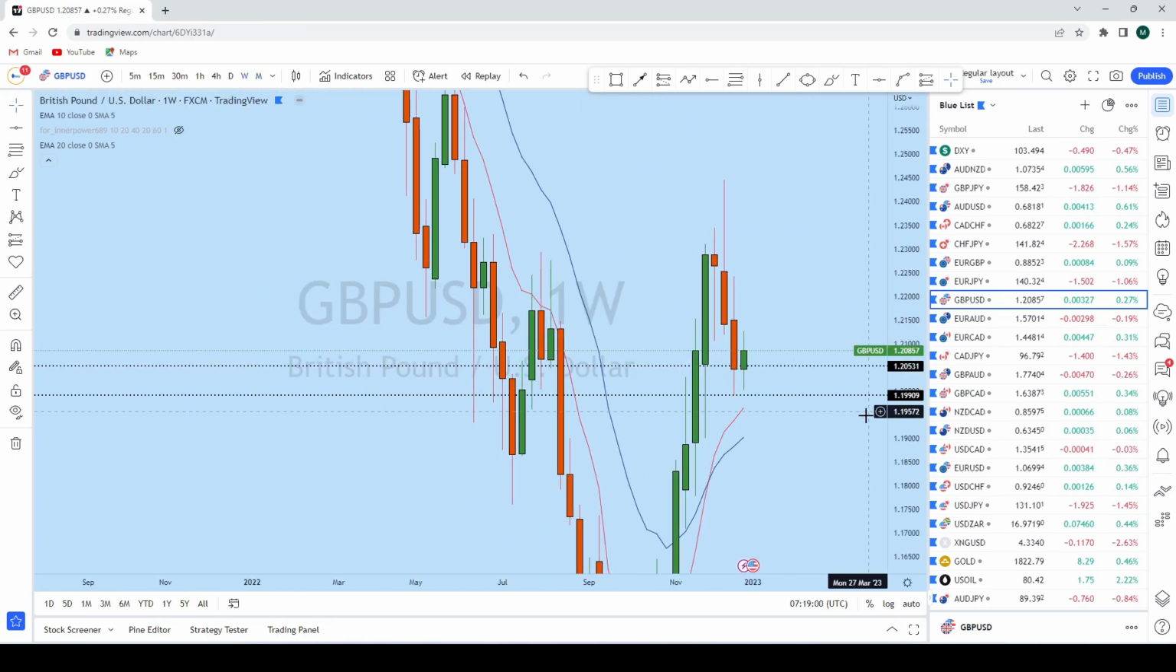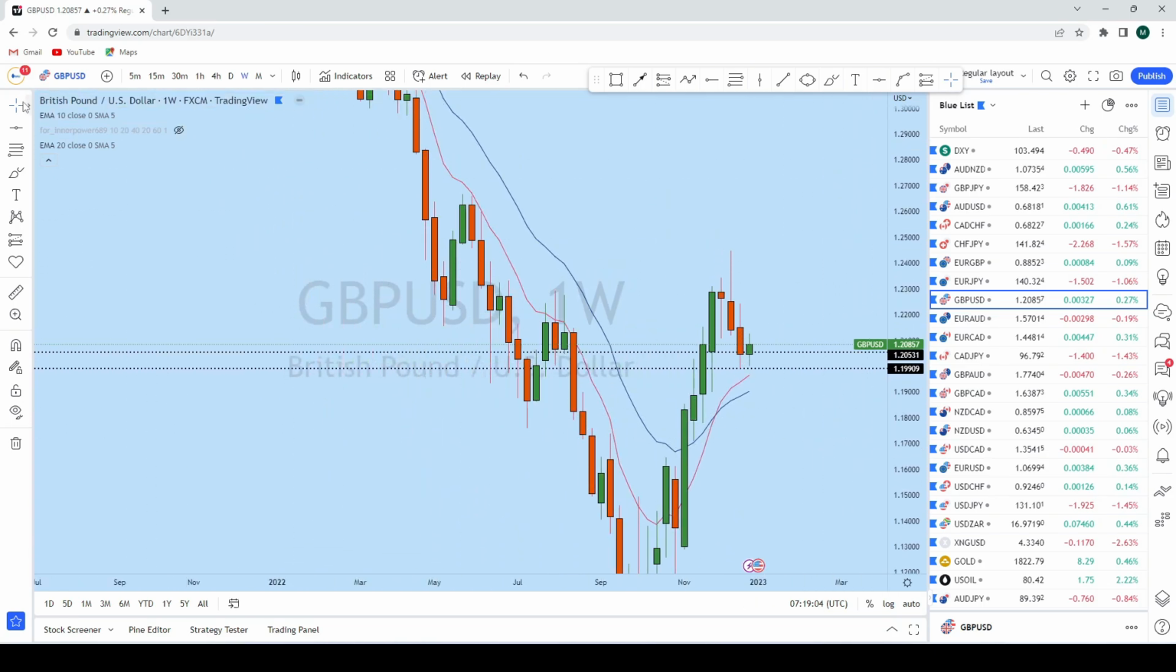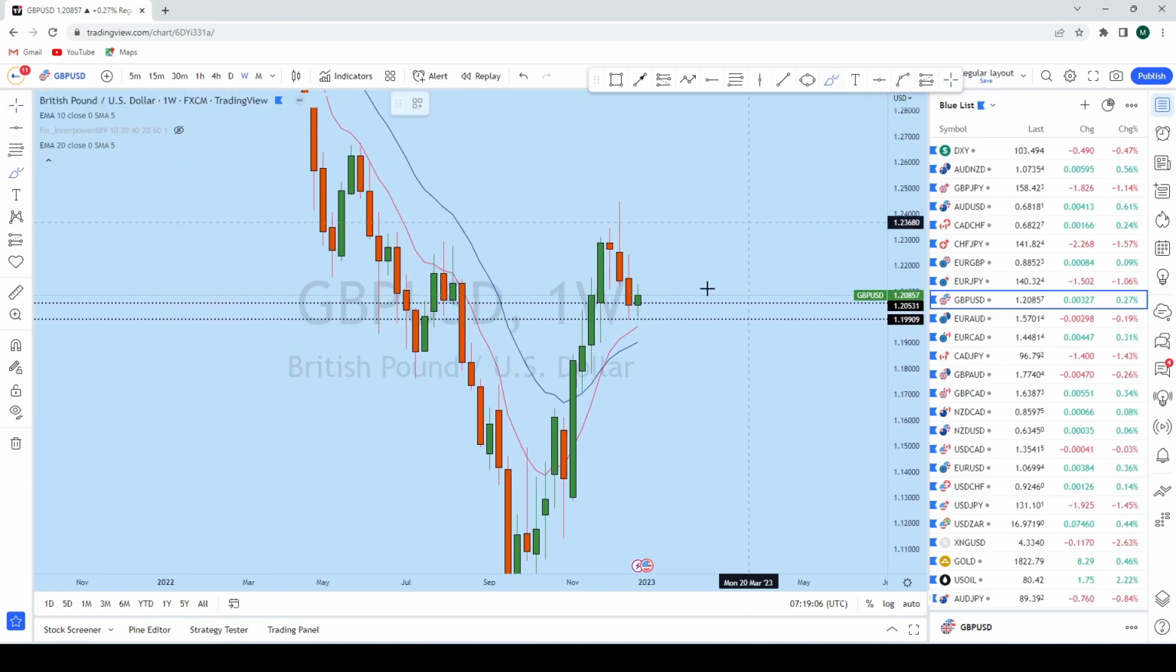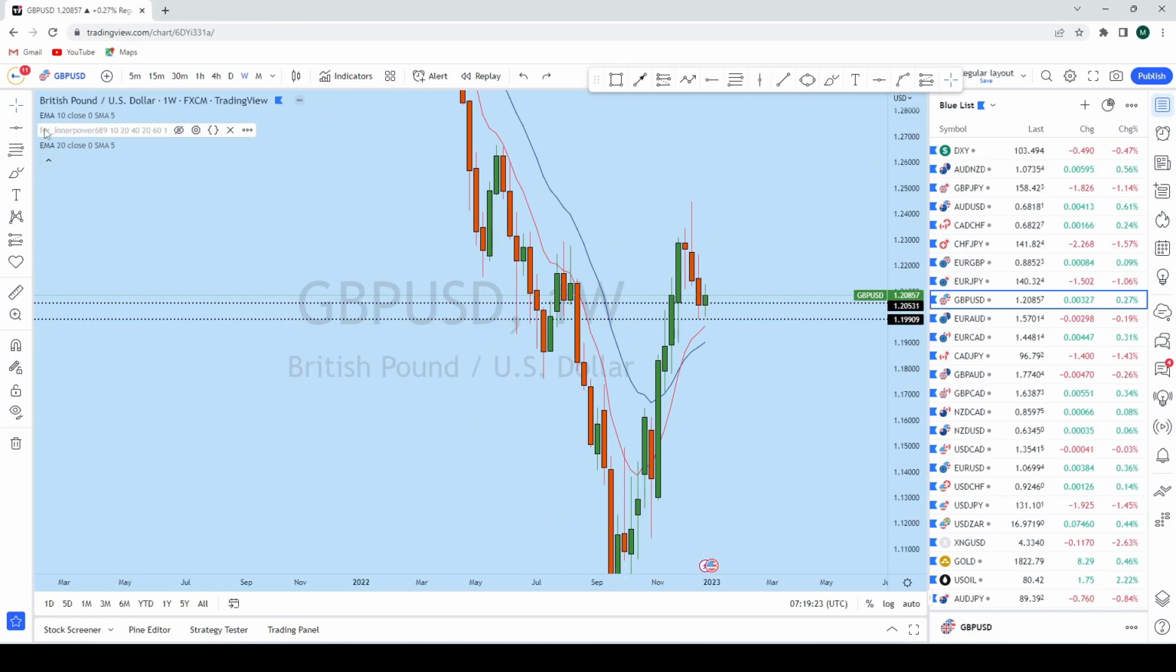Now if you look at the weekly perspective, we see that this is the price action on the weekly, which is also bullish. Now if we take out Fibonacci for this move on GBPUSD, we see that the price is just at the 38.2% Fibonacci level, minimum Fibonacci level, a sign of a strong bullish trend.